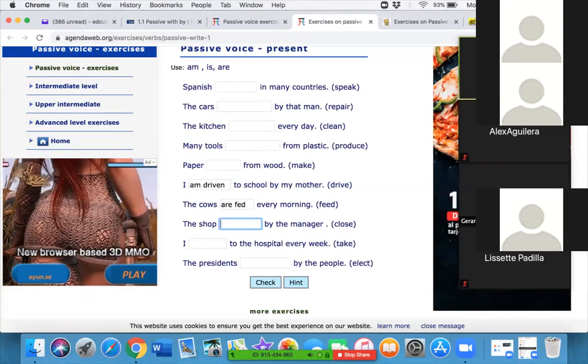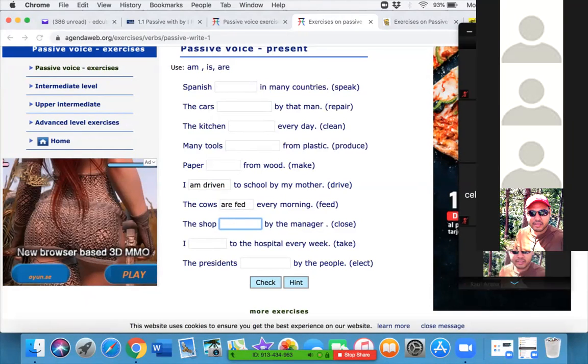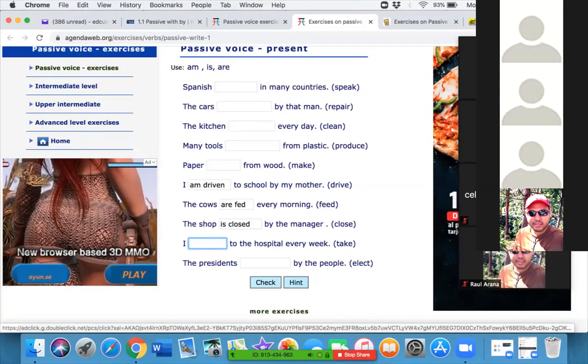Good. Okay. The shop. I don't remember who was the shop. Norma Rivera, was that you? Shop is closed by the manager. Ah, good. That's right. The shop is closed because it's a regular verb. Good. For I? I am taken to the hospital every week. Very good. That's correct. I am taken. And the last one? The presidents are elected by the people. Excellent. Are elected because it's a regular verb and the presidents are plural.